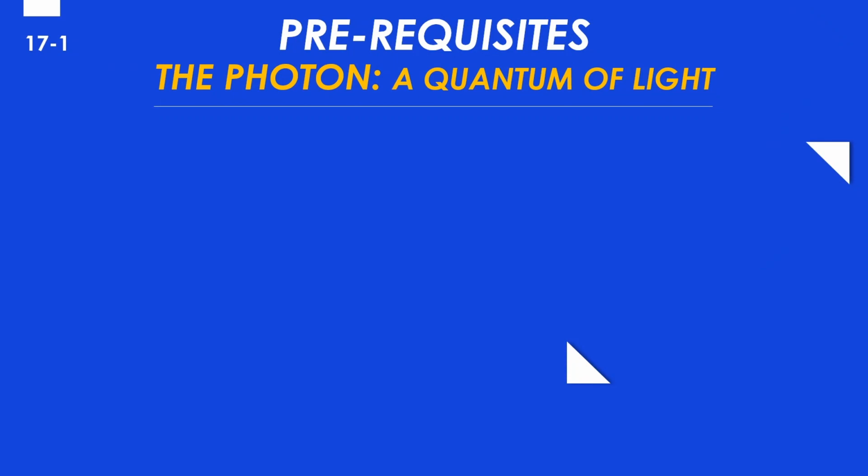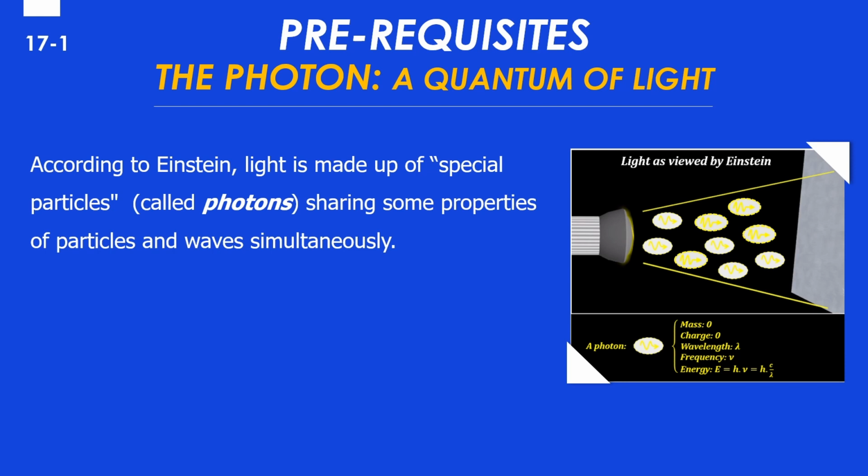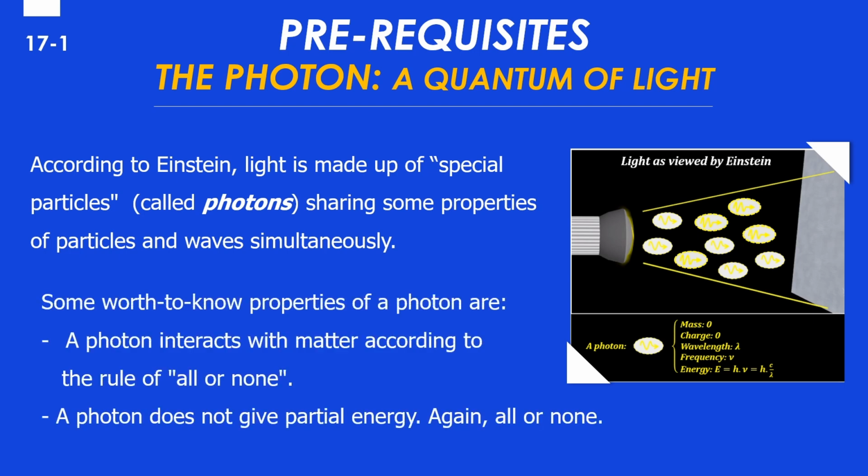The second important thing we need to review before we move on is Einstein's model of light, in which Einstein suggested that light is made up of special particles, which he called photons, sharing some properties of particles and waves simultaneously. A photon has zero charge and zero mass. It has wavelength and frequency, and it has energy given by E = hν. Not any energy, it's a unit energy. How is it a unit energy? Because when a photon interacts with matter, it either gives all its energy or none. We cannot dissect that energy into smaller values.